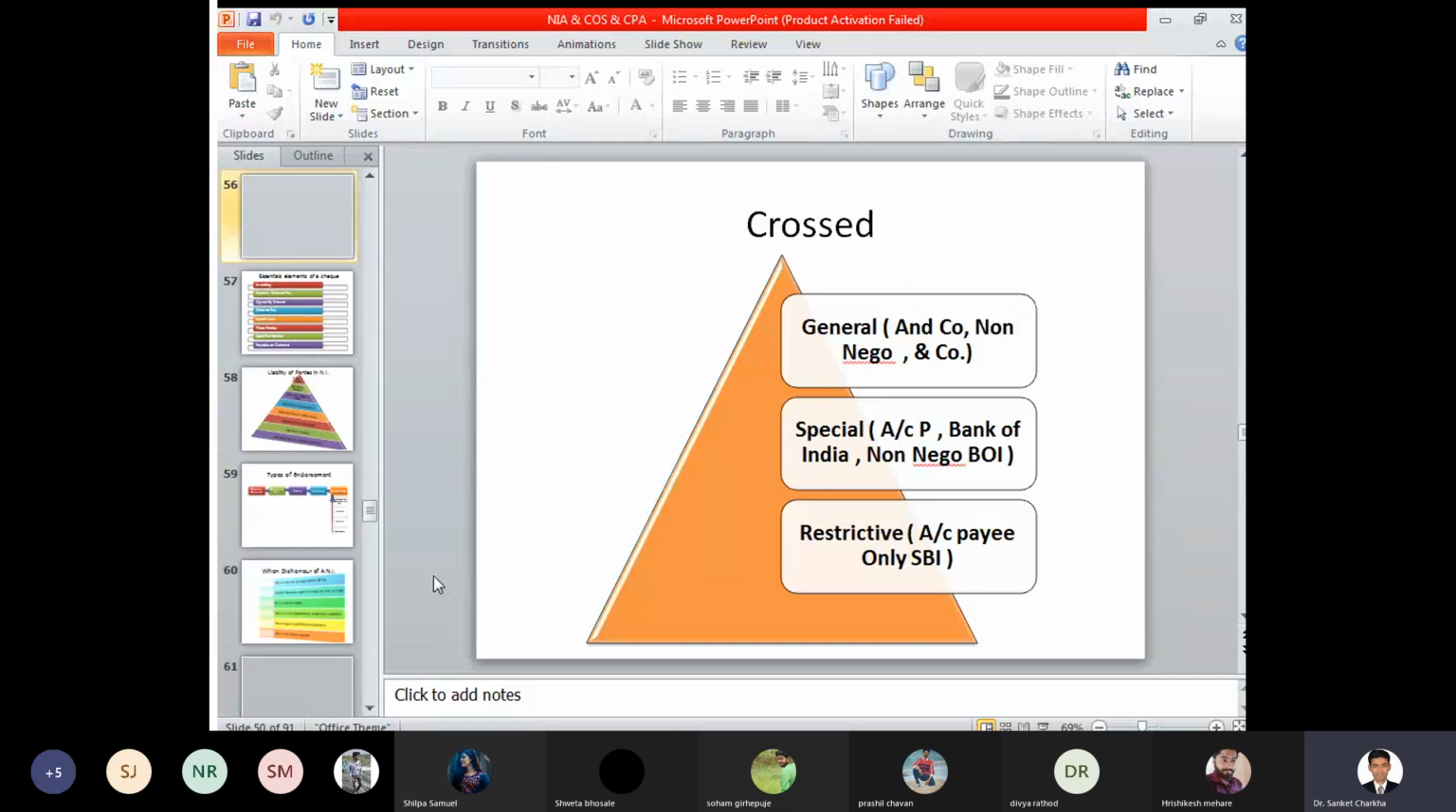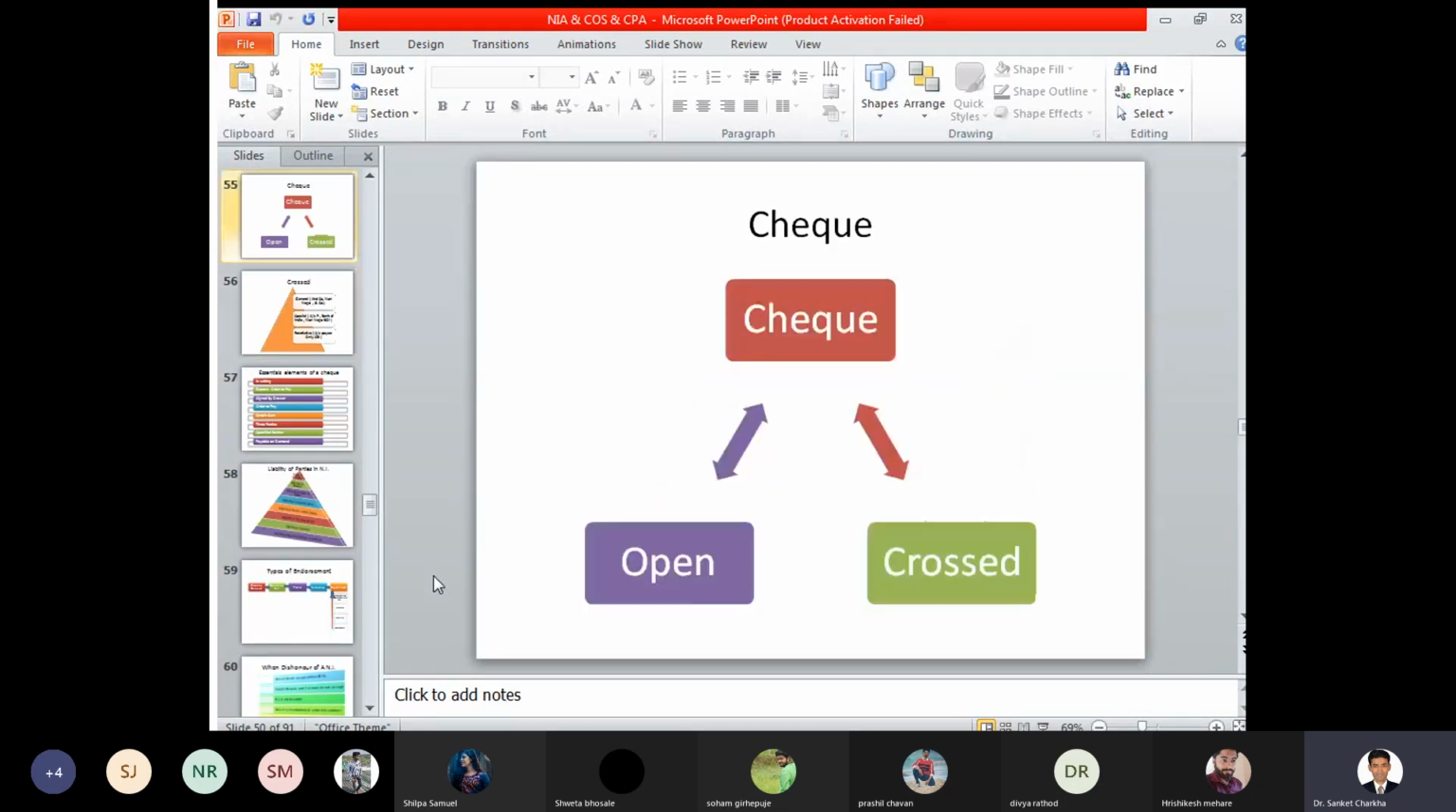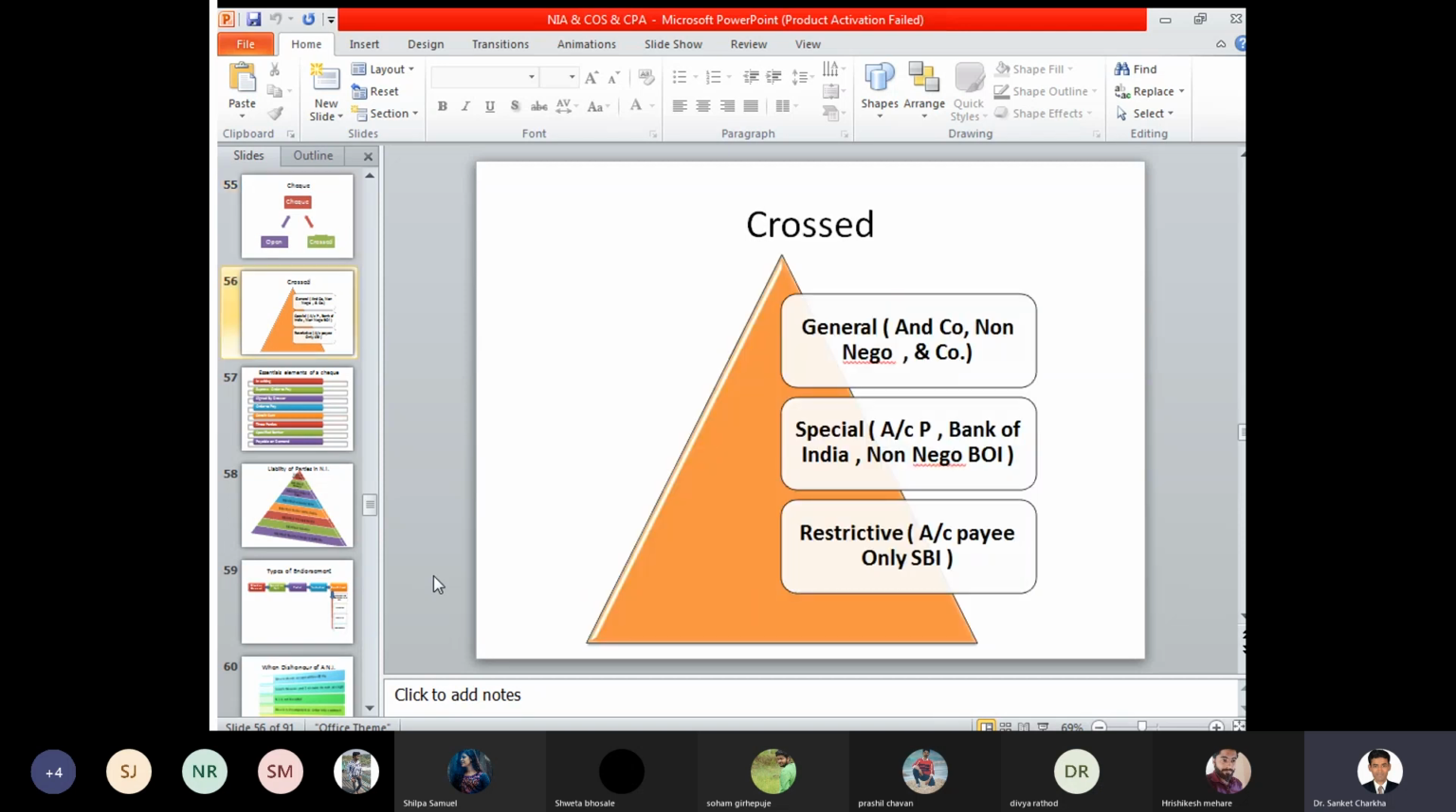Now moving to the next slide, the concept of check. There are two types of check: a check which does not have any condition and is not crossed is called an open check, and a check which is crossed by drawing two parallel lines on it is called a crossed check. Crossing can be defined under three categories: general crossing, special crossing and restrictive crossing.